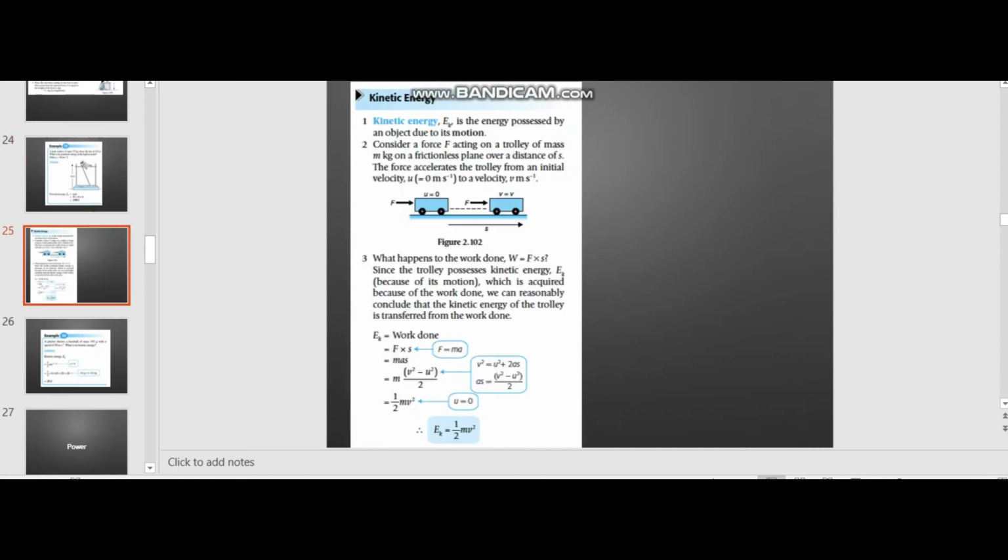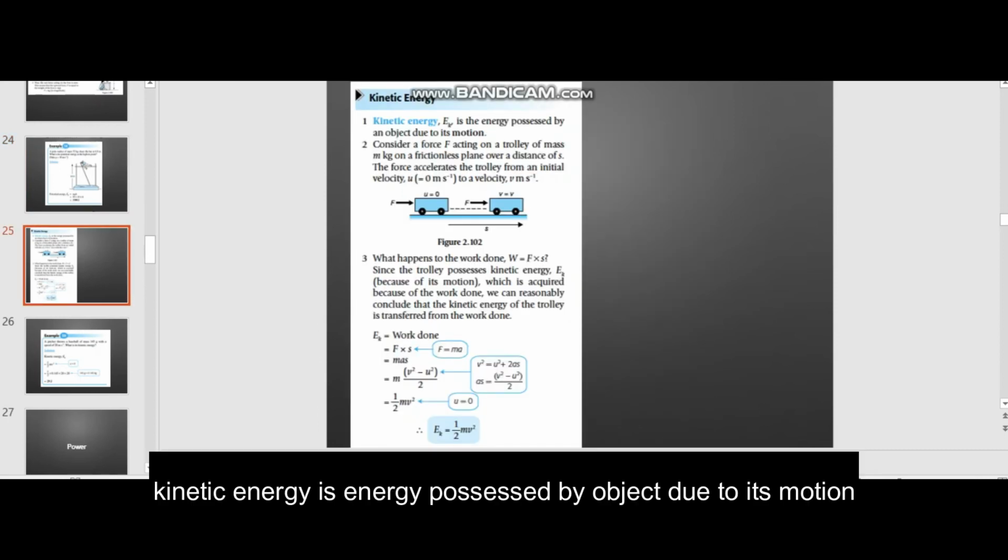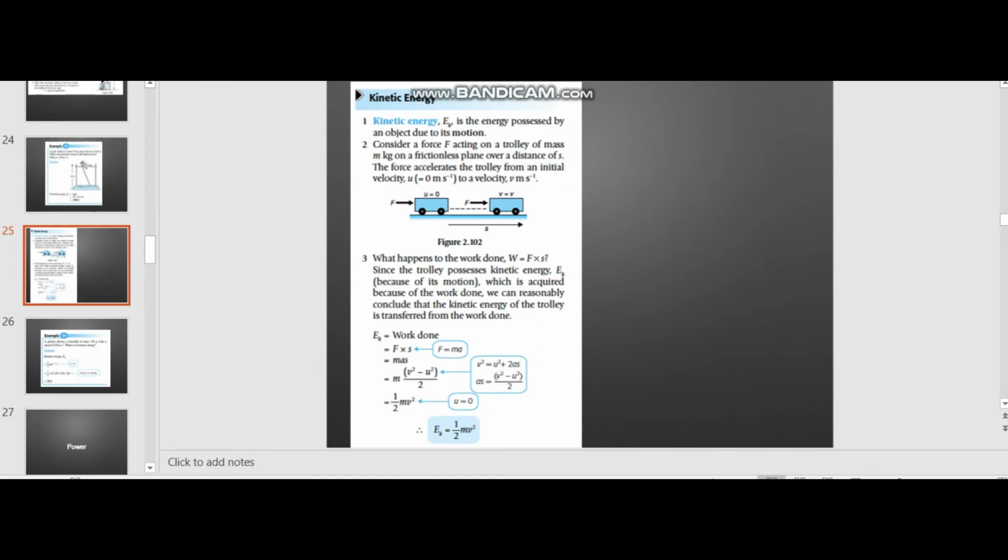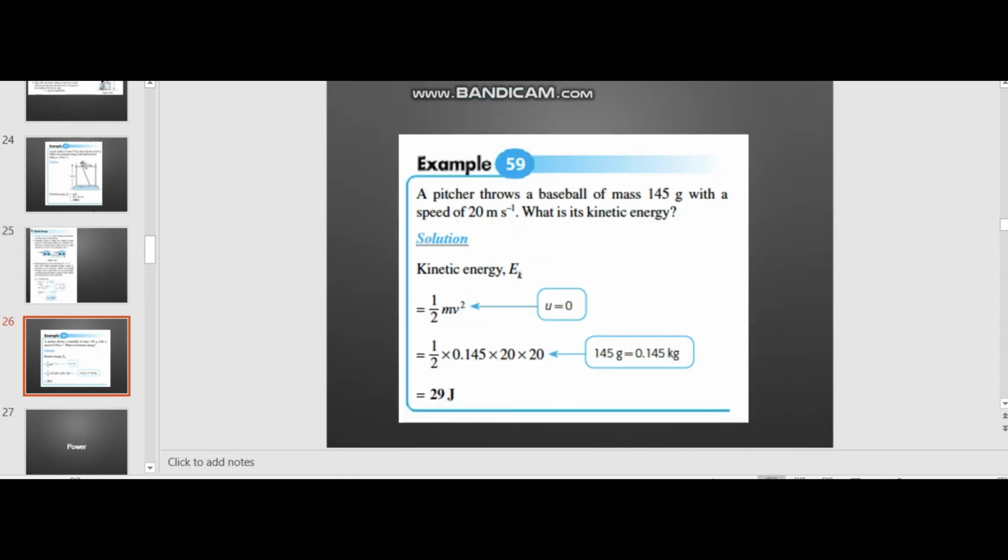So next is kinetic energy. Kinetic energy is energy possessed by an object due to its motion. This is how the kinetic energy was derived. The most important thing to remember is the kinetic energy, which is Ek equal to 1/2 mv squared. So let's see the example.